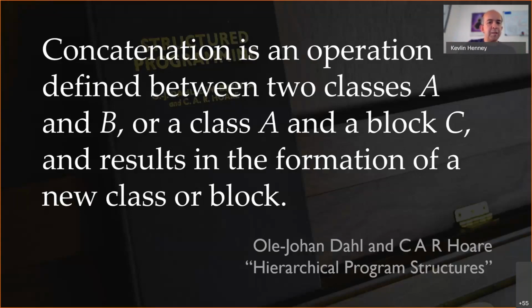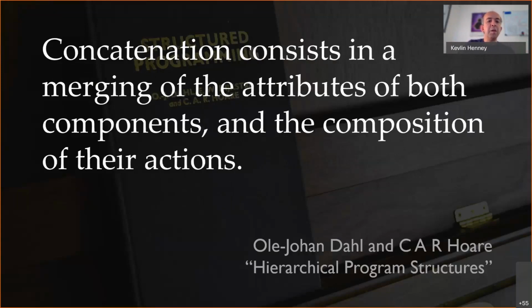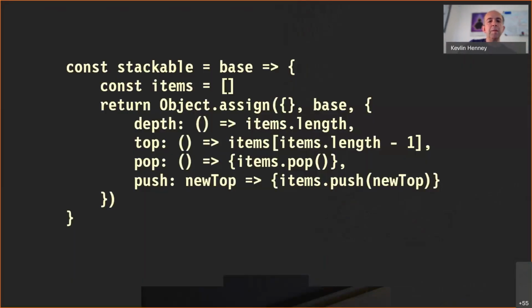So what is a concatenation? It consists in merging of the attributes of both components, the base and the derived, and the composition of their actions. Okay, that's kind of extending and overriding. We can actually do that with our nice little faked object model. Again, we don't actually need classes. This is a purely object-based model. I can define the concept of stackable.